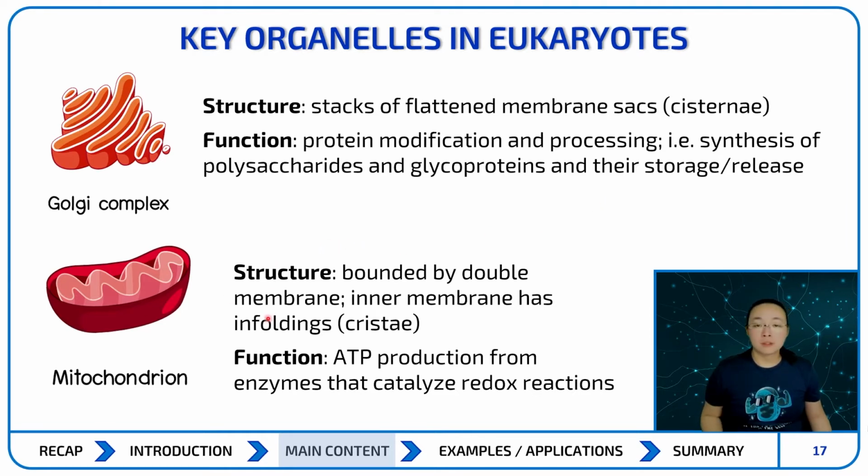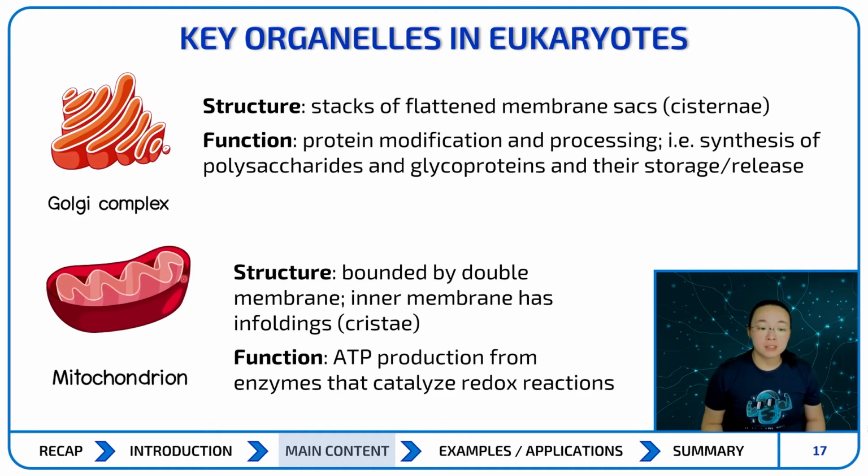Next, shared amongst all eukaryotes are mitochondria, singular mitochondrion. The structure is, it's actually got a double membrane, so you can't really see it here, but you have your first membrane, and then you have your second membrane. Your inner membrane is going to have infoldings called cristae, and then the function is ATP production.